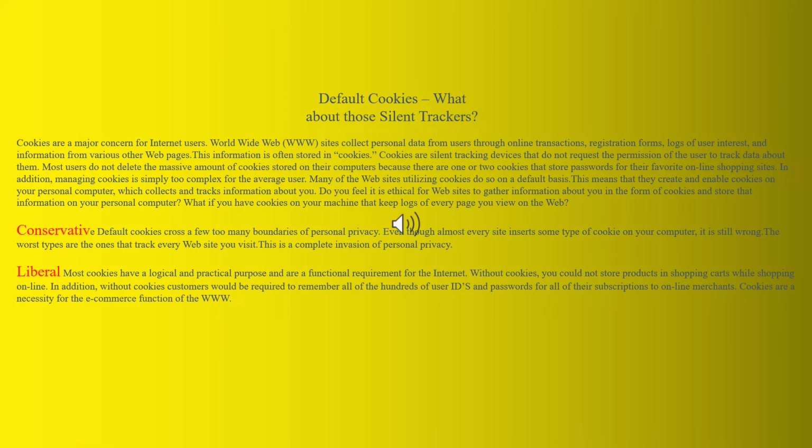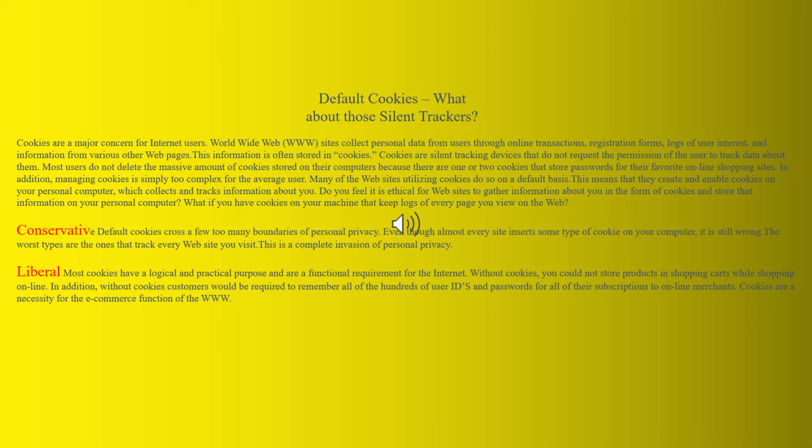Most users do not delete the massive amount of cookies stored on their computers because there are one or two cookies that store passwords for their favorite online shopping sites. In addition, managing cookies is simply too complex for the average user. Many of the websites utilizing cookies do so on a default basis. This means that they create and enable cookies on your personal computer, which collects and tracks information about you.